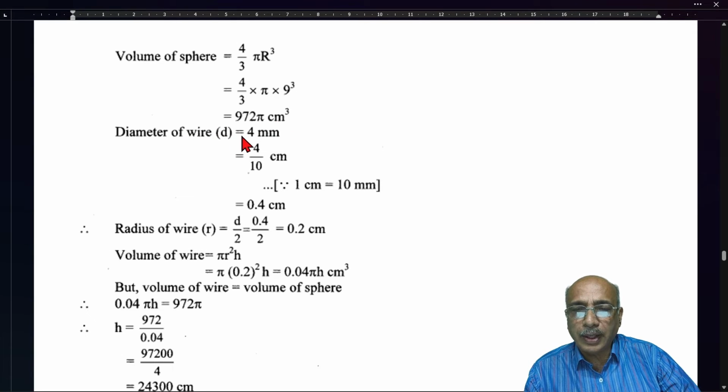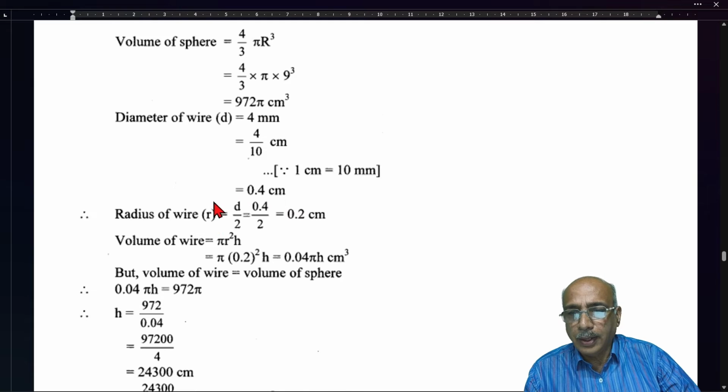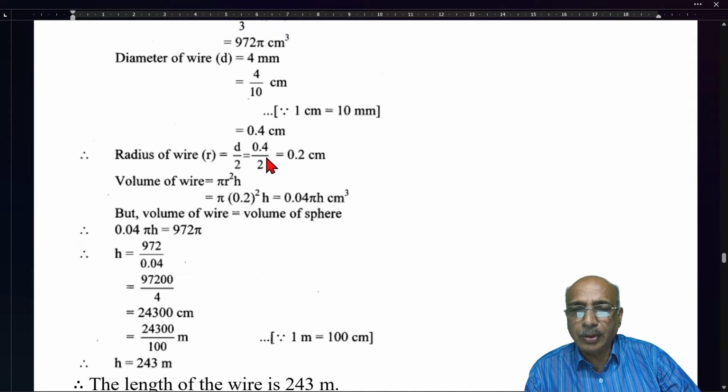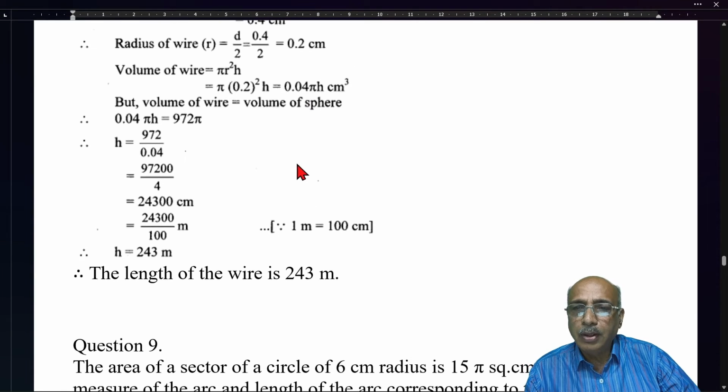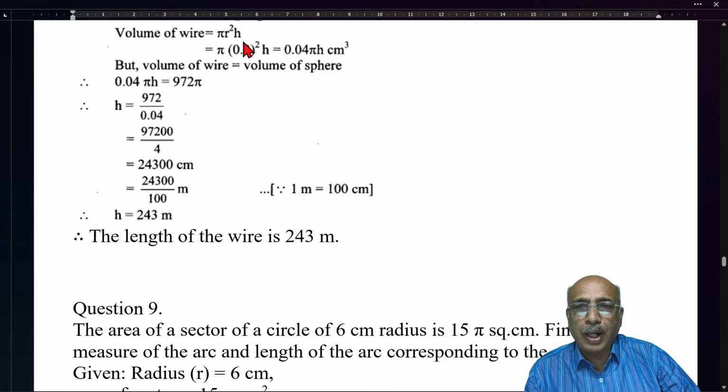Diameter of wire D equals 4 millimeter. Convert into centimeter, equals 0.4 centimeter. Radius of wire r equals 0.4 upon 2 equals 0.2 centimeter. Volume of wire equals pi r square h. Pi into 0.2 square h equals 0.04 pi h centimeter cube. But volume of wire equals volume of sphere. Now pi is kept here only, see how it happens.